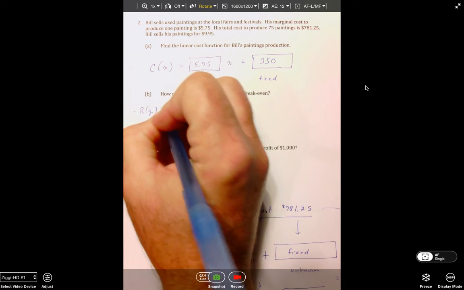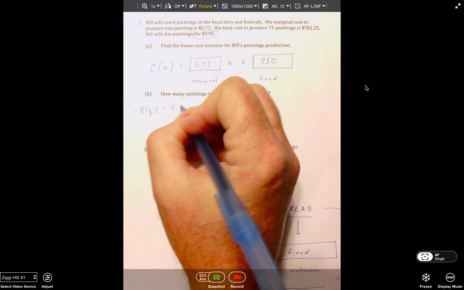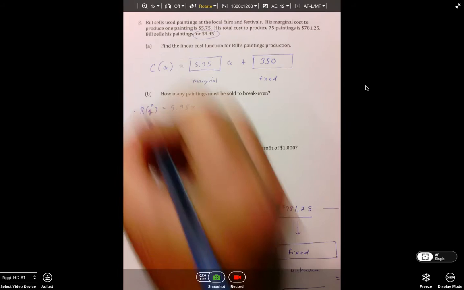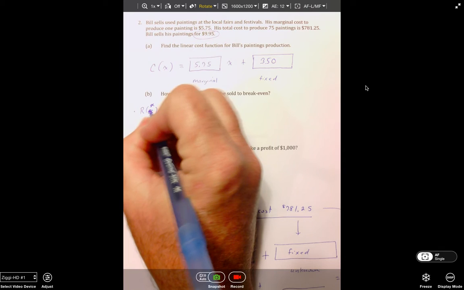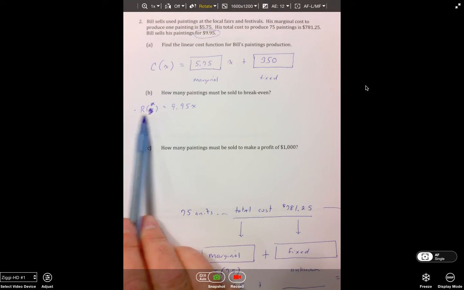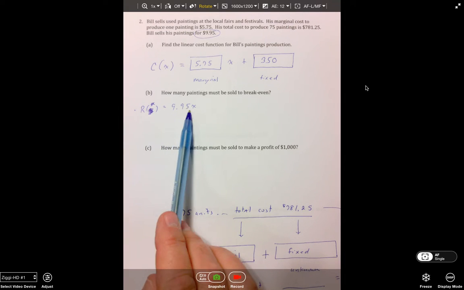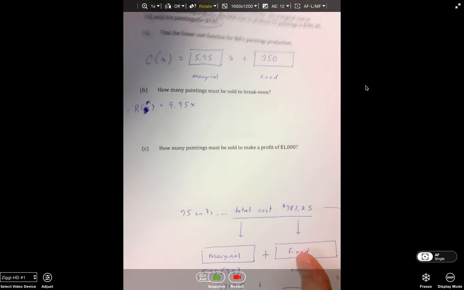Now, to break even, we know that the break-even point is where the revenue, well, we know that in this case the revenue function, if Bill sells his paintings for $9.95, guys, I switched variables on you here, okay? You can let it be X or Q. Q is just quantity, X can be quantity too. Just be consistent with it, okay? Which I didn't. Do as I say, not as I do. All right, so we know our revenue function here. If we're selling for $9.95, our total revenue as a function of the number sold, X, has to be $9.95 times X.